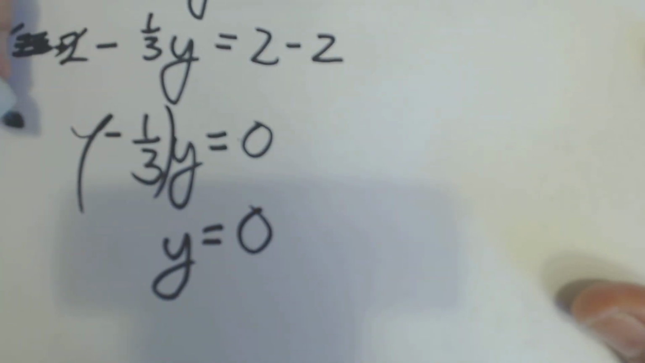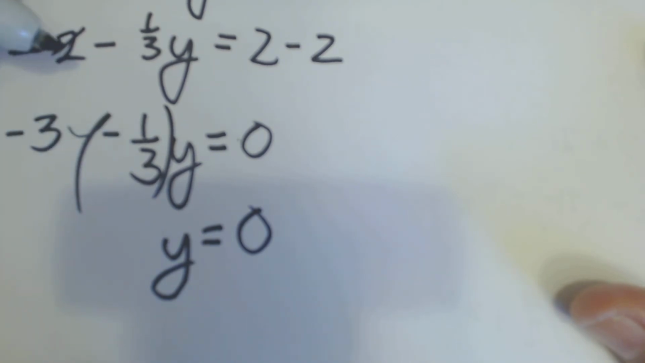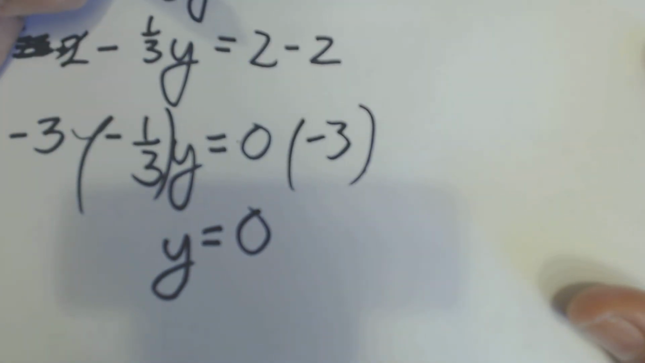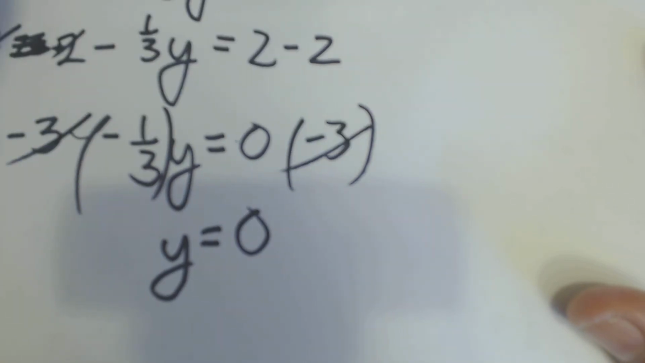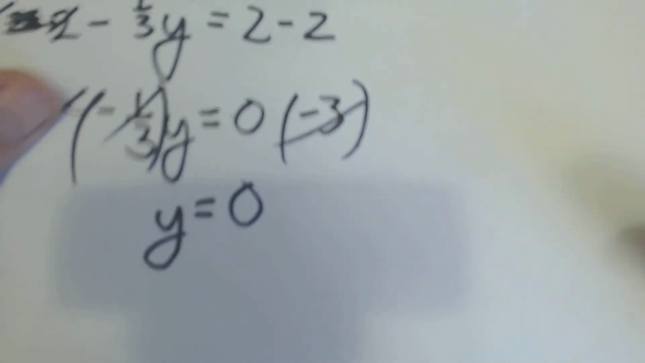Because if we multiply both sides by negative 3, that gets rid of that, and that gets rid of that. We're left with y equals 0. So the solution to this set is x equals 4 and y equals 0.